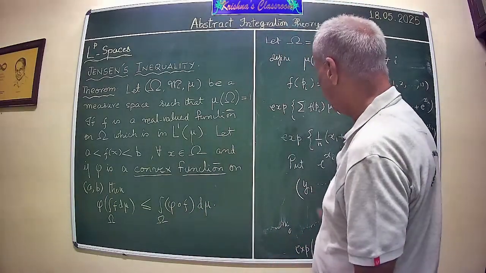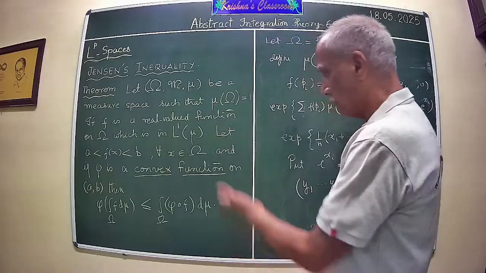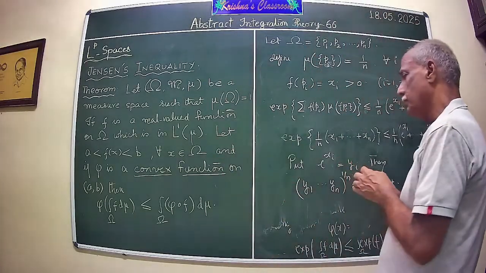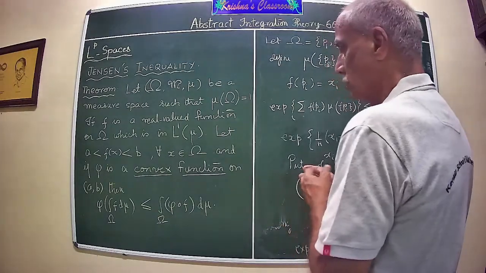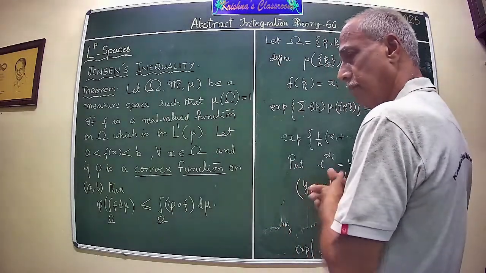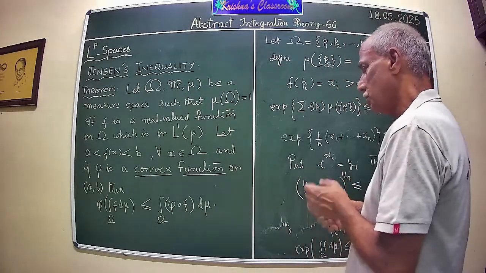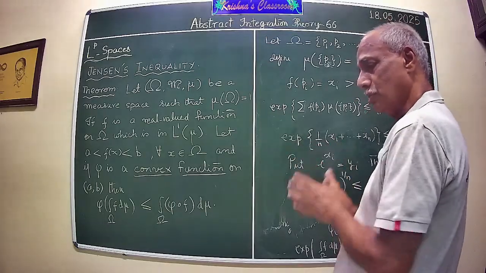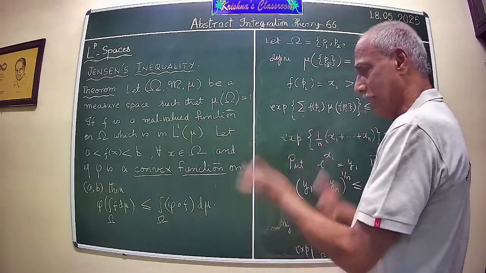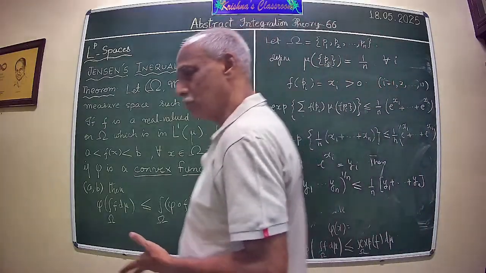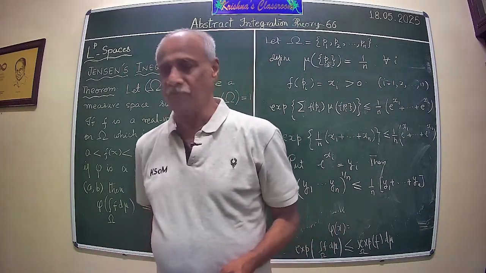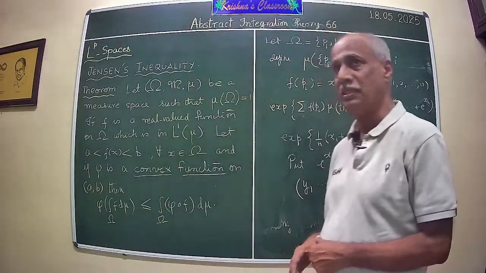And in fact, as I said, several choices of phi can be made, convex functions, and f you can choose, omega you can choose, the measure you can choose, etc. So with that, a variety of inequalities to suit each situation can be manufactured. So that's the advantage of this inequality.